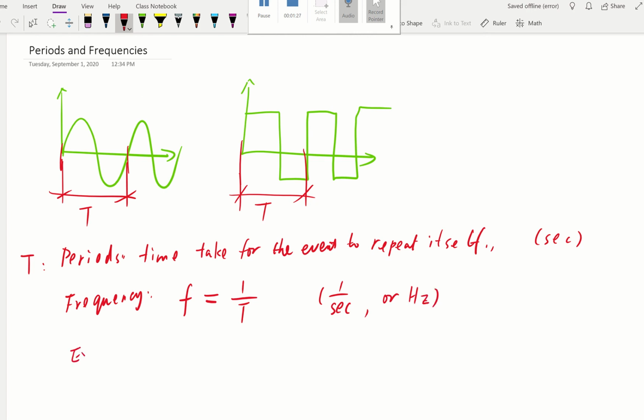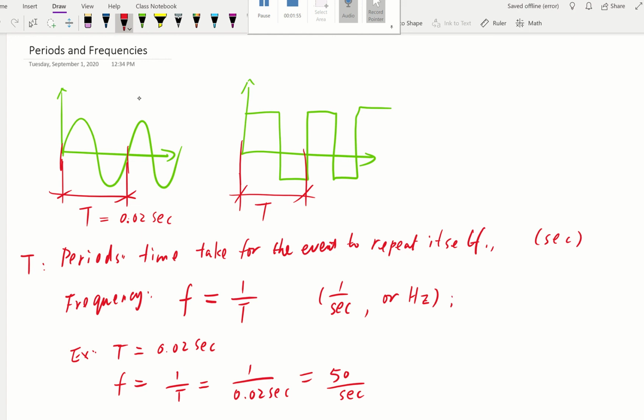For example, if it takes 0.02 seconds for this event to repeat itself, so the period is 0.02, then what does frequency tell us? It's the reciprocal of T. That means 1 over 0.02 seconds, and if you calculate, we're going to get 50 per second. So what does that mean?